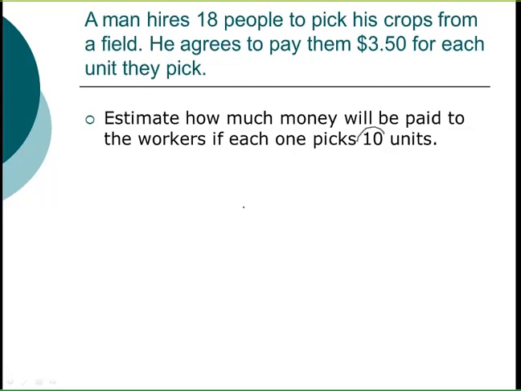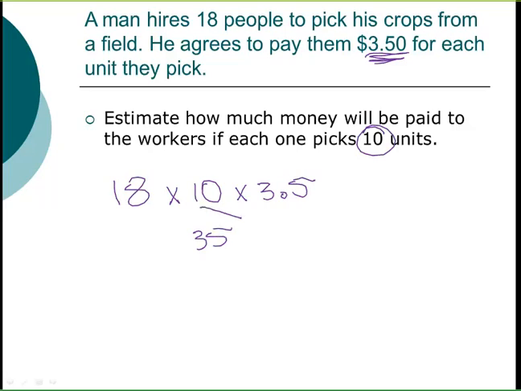So we have a nice approximation already of 10 units. And then we've got 18 people, and then each of them gets 10 units. And then each unit is $3.50 each. So this would be the actual multiplication of what's happening, and our job is to estimate in our head how much money he's going to owe. And what I know is that $3.50, if I times it by 10, I'm going to get 35. So that's not even a bad multiplication.